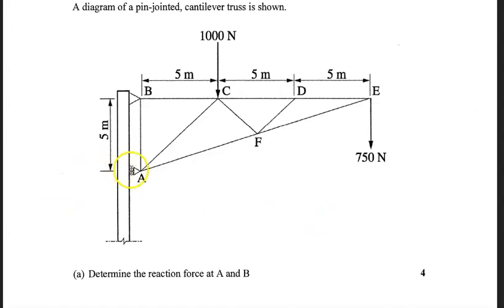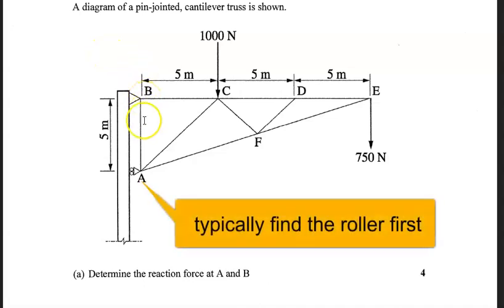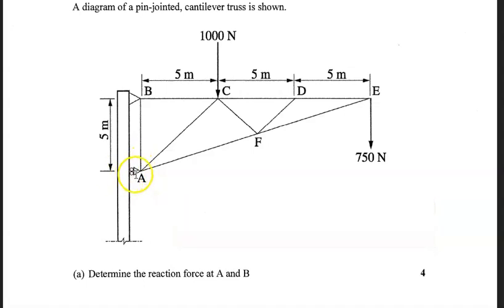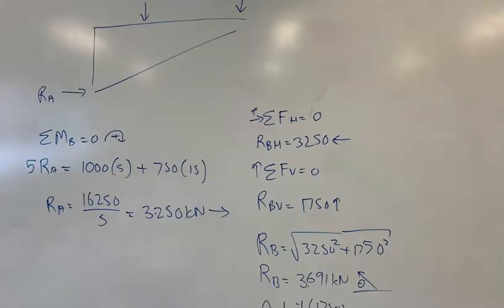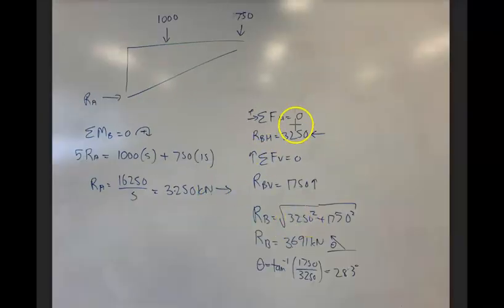If you're spending 4 marks on reactions, you better believe you're going to be finding an angle. So you're going to be finding reaction A, and you're going to be finding the resultant or the magnitude of reaction B, combining the horizontal and vertical components, and then you use tan to find the angle of reaction B. Typically, as a rule, we like to find the pin first. So if we take moments about B, we're going to find A. The question asks for the answer to be given in newtons, but I didn't.